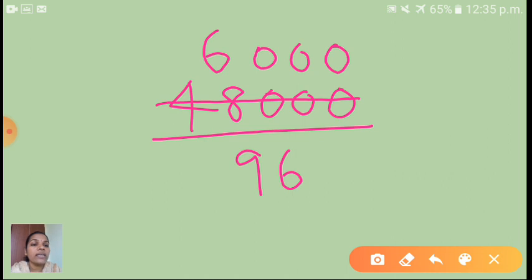Okay children, and here also you have to divide by 8. In 9, how many 8s are there children? 1 8. Remainder is 1. Okay, so if the 1 will go here, it will become 16. So 16, how many 8s are there children? Yes, 2 8s are there. 8 2s are 16. So 2 will come.